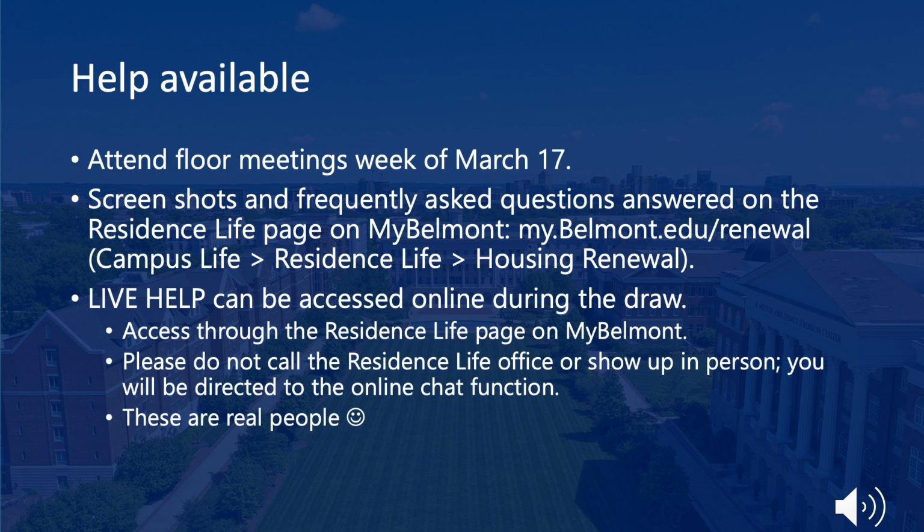Additional resources such as screenshots, videos, and answers to frequently asked questions can be found on My Belmont under Campus Life and Residence Life on the Housing Renewal homepage or at my.belmont.edu/renewal. If you need help during the process, live online assistance will be available. You can access the link to the online chat through My Belmont on the Housing Renewal homepage. It will be available during all active times of the process.